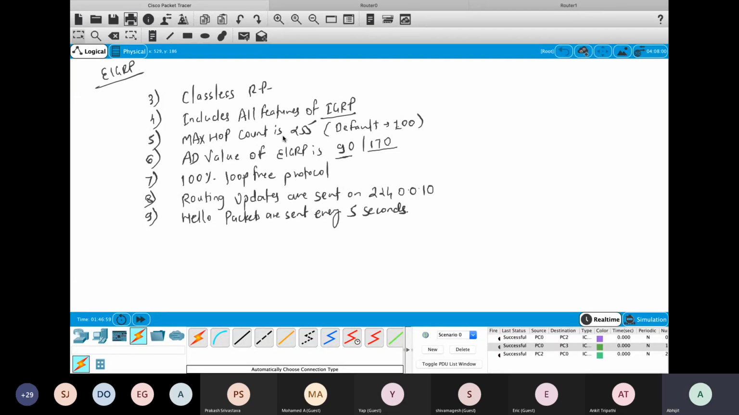Makes sense? And then the last characteristic that you need to be aware of is that it uses a protocol called DUAL. DUAL stands for Diffusing Update Algorithm. EIGRP uses the DUAL algorithm, or Diffusing Update Algorithm, in order to calculate the best route that is there.